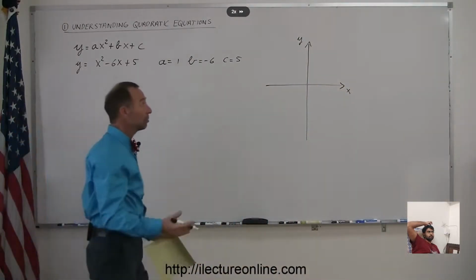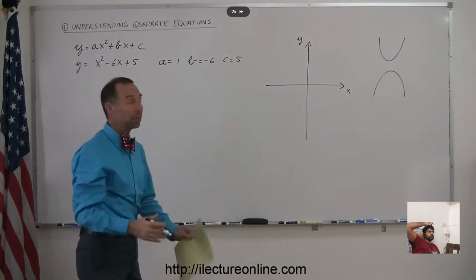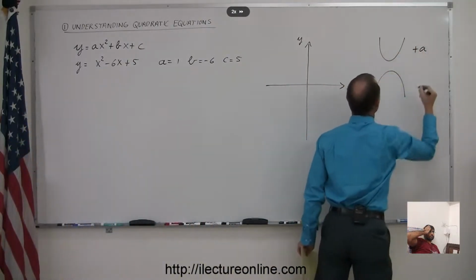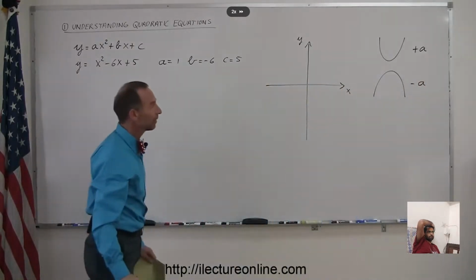And typically, a quadratic equation will be graphed. Either it will look like this, or it will look like that. And the way you can tell if it's going to open upward or open downward, as we call it, is if the number in front of the x squared term is positive, it looks like this. So that's a plus a. And if the number in front of the x squared term is negative, then it looks like this. So think of it as a minus a. All right, that helps us a little bit.